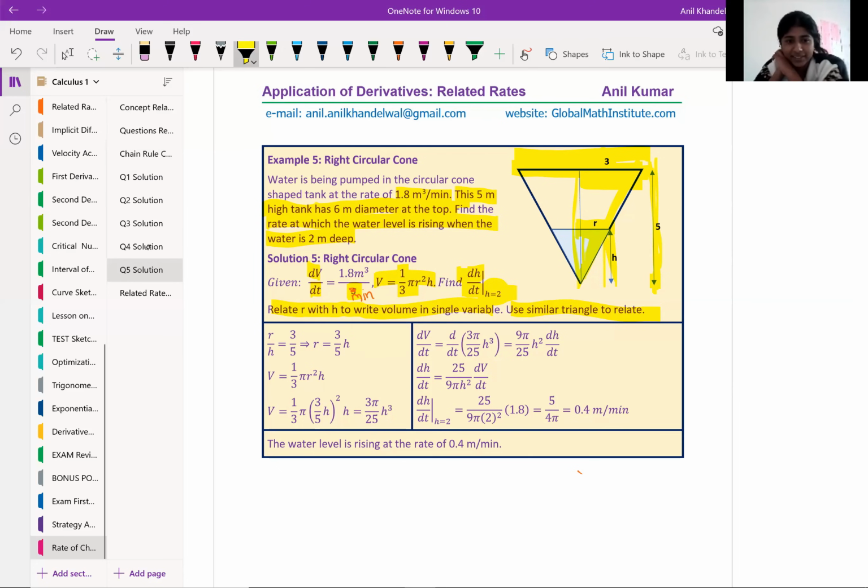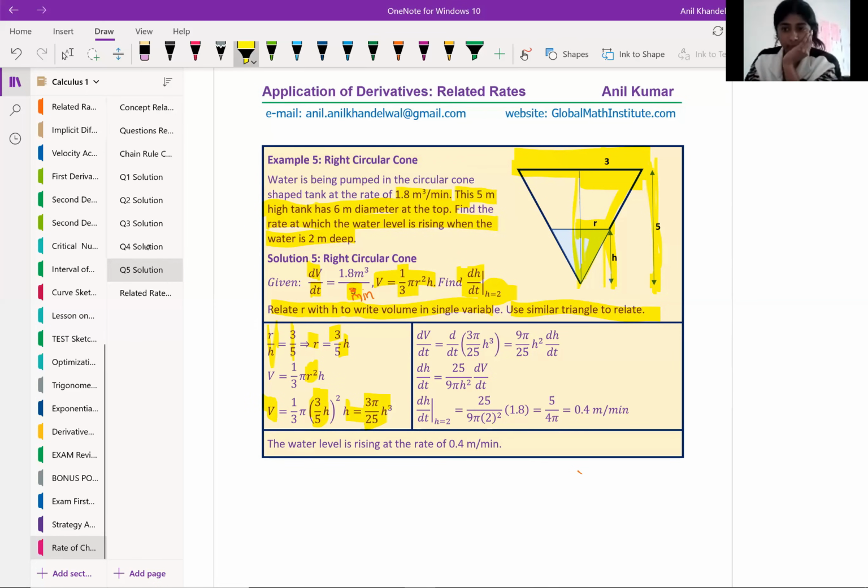So now from the ratio, we know this R over H is the same as 3 over 5. Does it make sense, right? So we have R over H as 3 over 5. So R is 3 over 5 H. So in the formula, wherever R was there, that has been replaced by 3 over 5 H. So rewrite your formula in one variable. That is your first step.